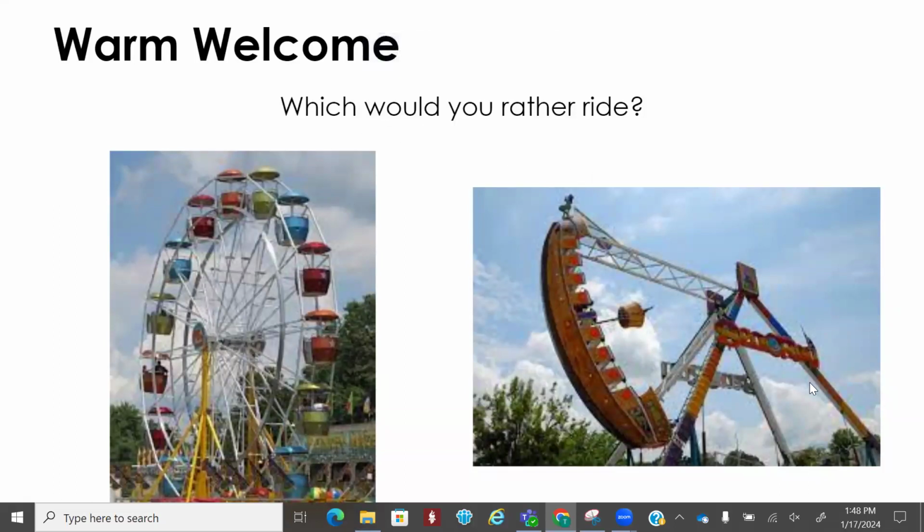Okay, so which would you rather ride? Ferris wheel or this little swingy thing? I personally like the Ferris wheel. I don't like these things. They make me sick. But each person likes their own thing.